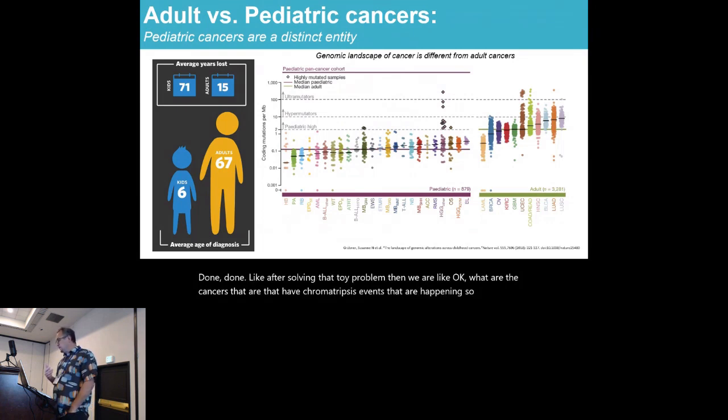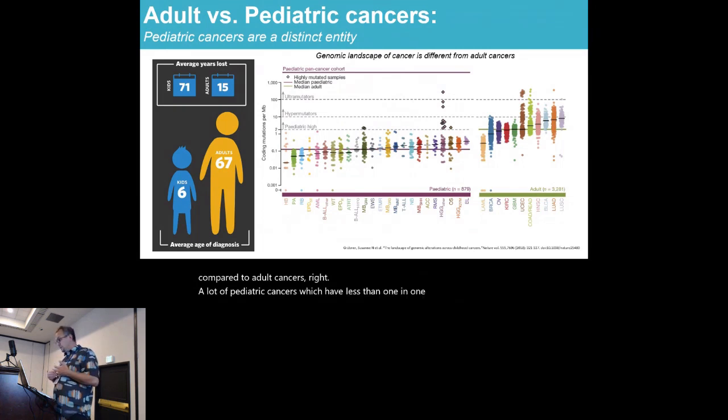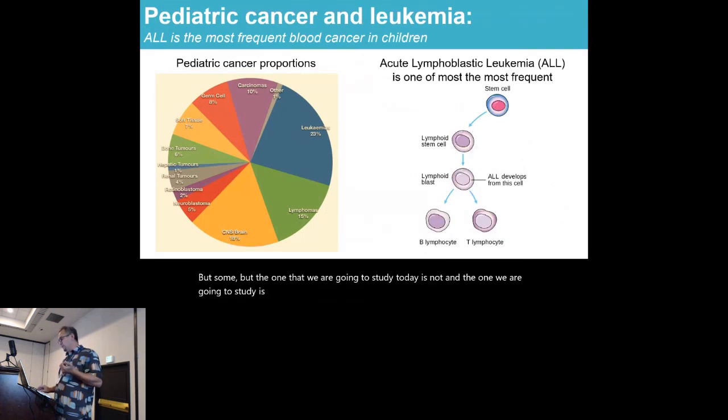Interestingly, the path took us to a pediatric cancer, which I will talk about today. In general, pediatric cancers are quite different from adult cancers, and one major difference is that their mutational burden is quite low compared to adult cancers, right? There are a lot of pediatric cancers which have less than 1 in 1 million base pairs of somatic mutations. But the one we are going to study today is not like that, and it is a leukemia of B cells.